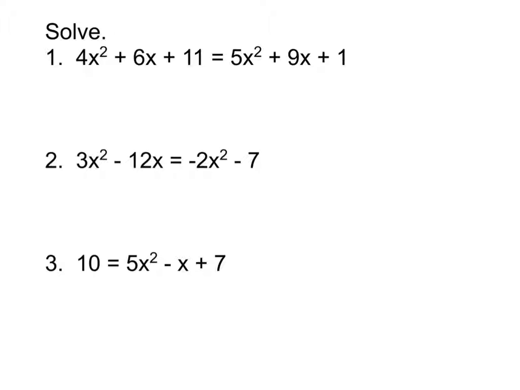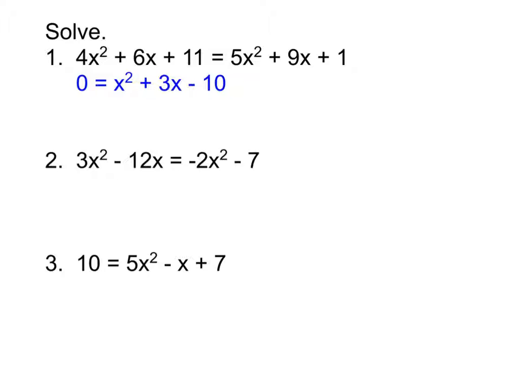So for instance, how do I move this 4x squared over? Subtract 4x squared from both sides. And then you could do the same thing with the 6x and with the 11, and then once it's equal to 0, then you can solve it from there. So this is what we're looking at when we set it equal to 0.